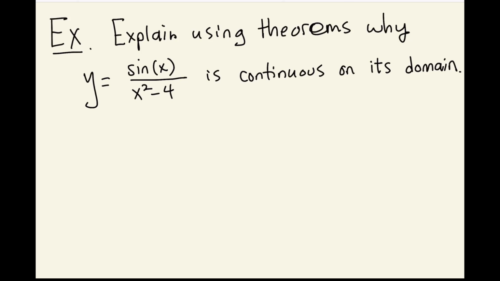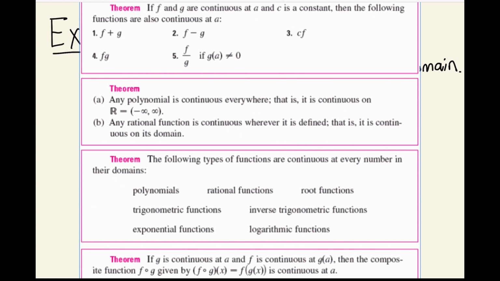Okay, so I wanted to do just a couple more examples. The first one is: explain using theorems why the function y equals sine x over x squared minus 4 is continuous on its domain. Okay. So first of all, we have a bunch of theorems that I would recommend looking over. And I'll show you the ones that are relevant to our case.